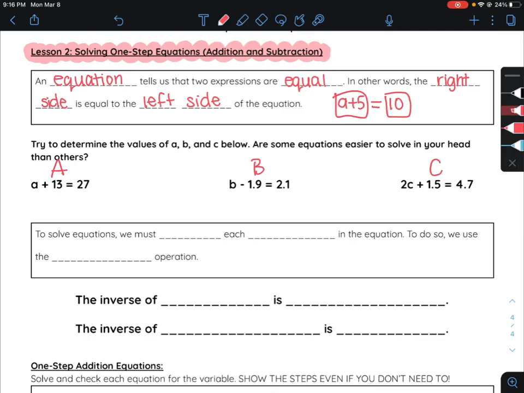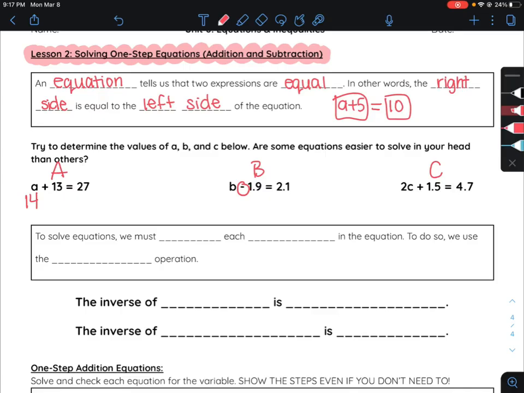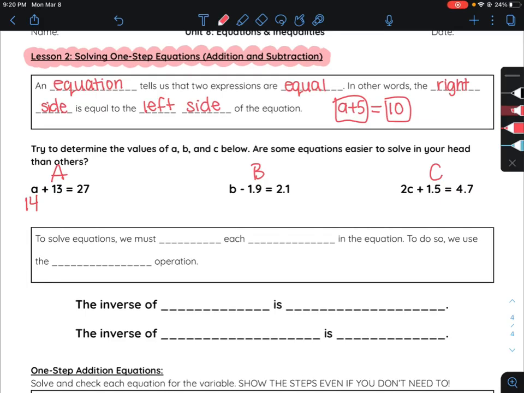Okay, so for me, this first one, I could kind of guess what A is because I can figure out what I need to add to 13 to turn it into a 27. With B, this one's a little bit more complicated because it has the subtraction and they're both decimal numbers. So it's not necessarily as obvious for that one. And then for C, we have 2 multiplying the C, and then we add 1.5. That's a two-step equation. That's not actually something we would do in 6th grade.